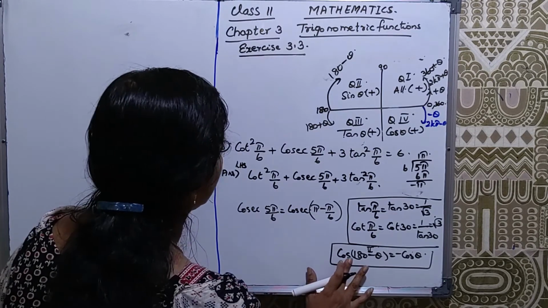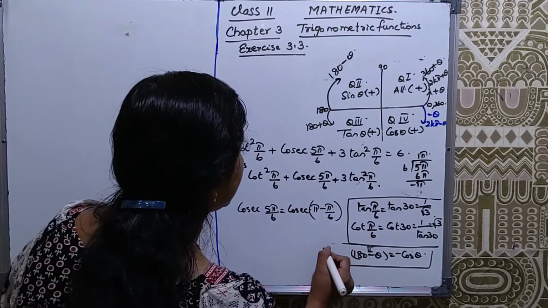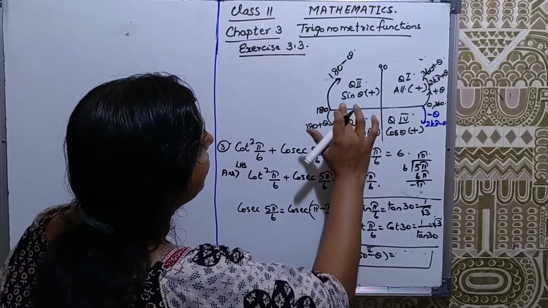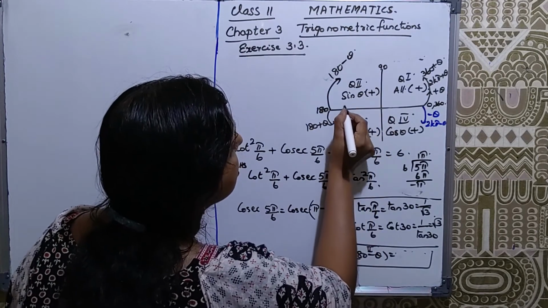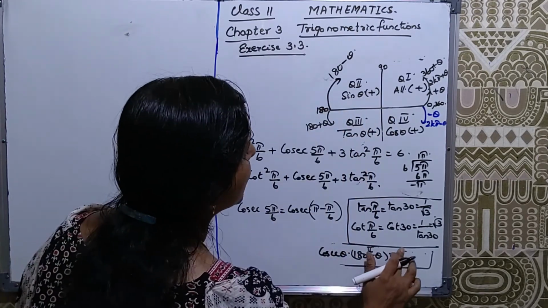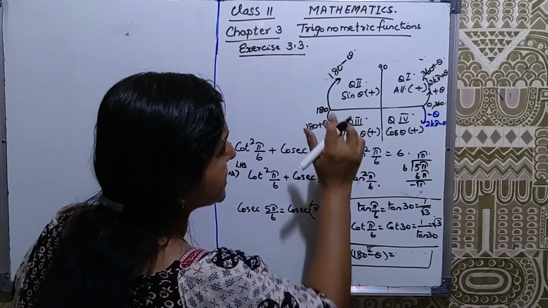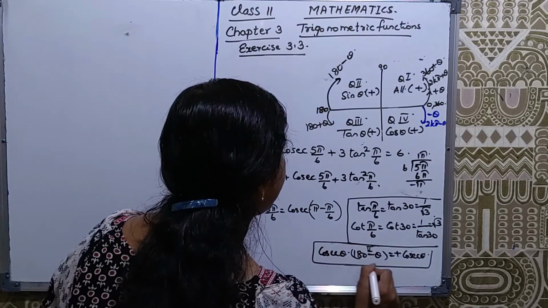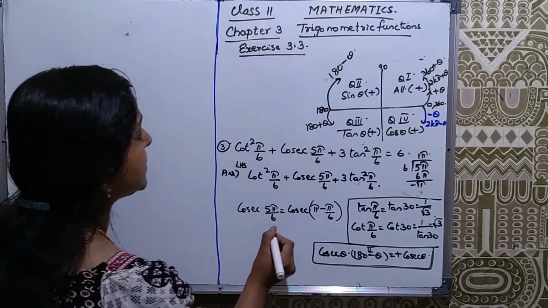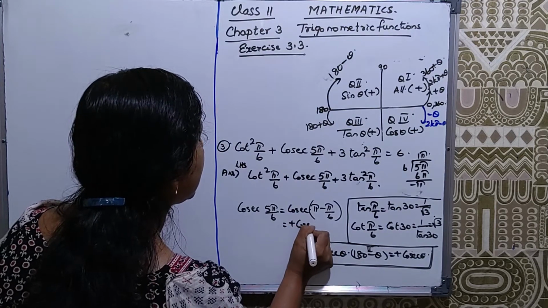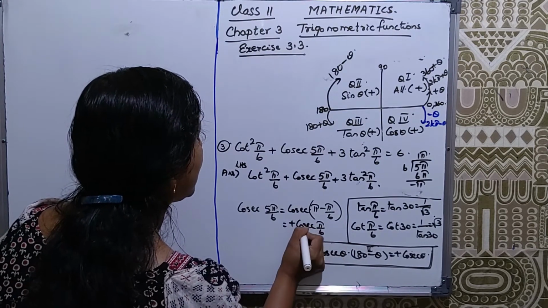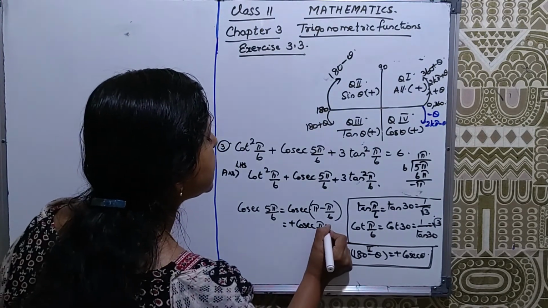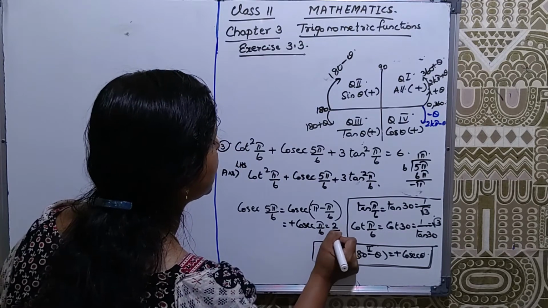Not cos, cosec actually, sorry. Cosec 180 minus theta is the reciprocal of sin theta. So sin and its reciprocal will be positive in the second quadrant. So it is plus cosec theta. So it will be equal to plus cosec pi by 6, that is cosec 30. Cosec 30 is the reciprocal of sin 30. Sin 30 is half, so cosec 30 will be 2.